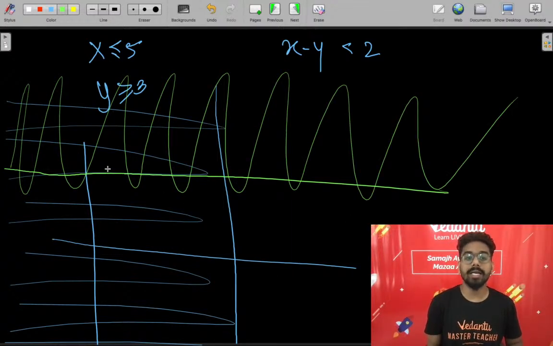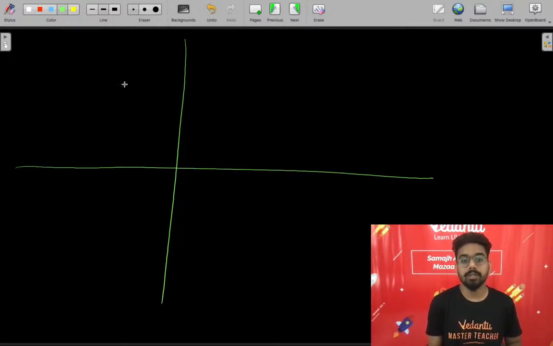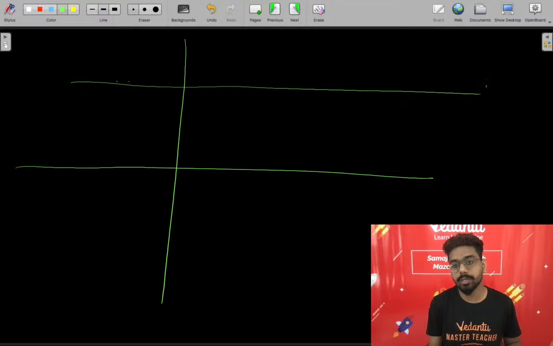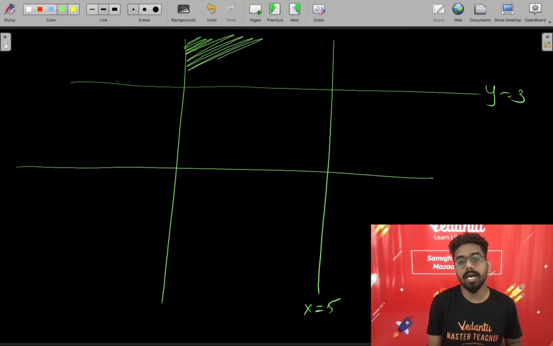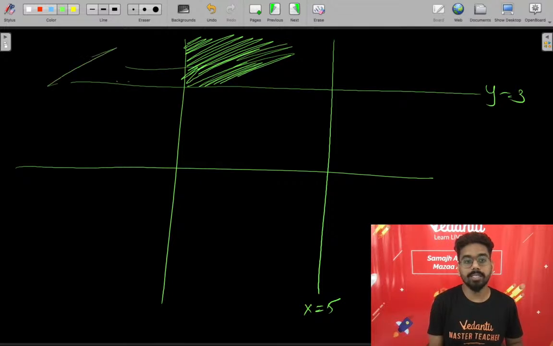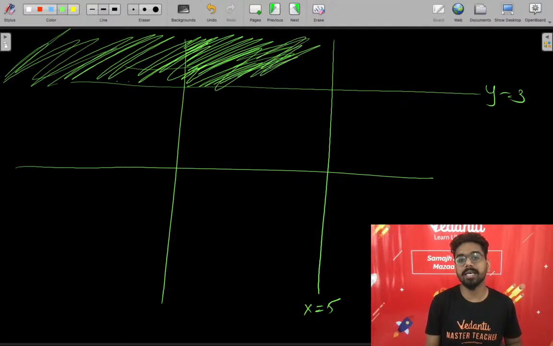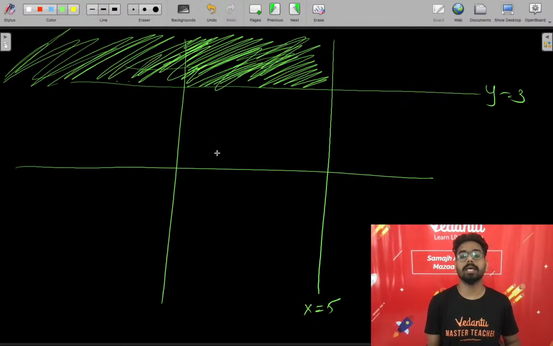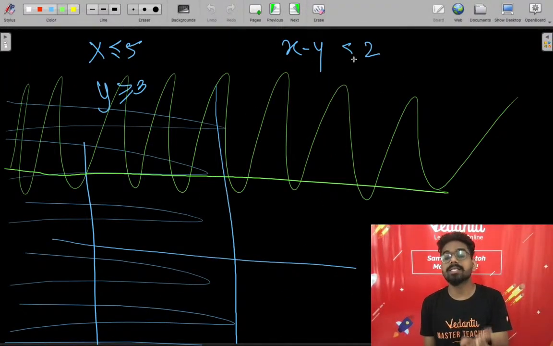If I ask you what is the intersection region, I will draw it in the next slides. So this is the line y equal to 3. This is the line x equal to 5. Okay, and we are saying this region which is in the first quadrant will be the intersection, because x should be less than 5, this whole region will be formed. This x is smaller than 5 but y is greater than 3, okay.